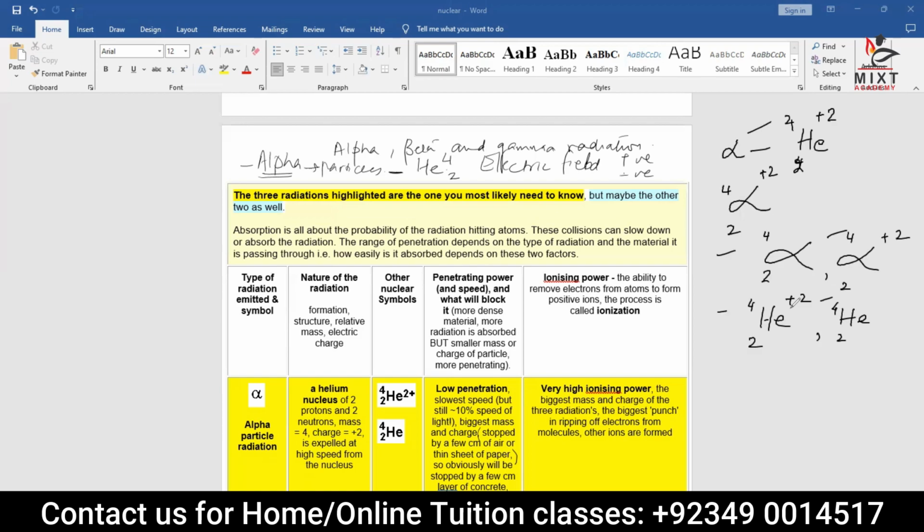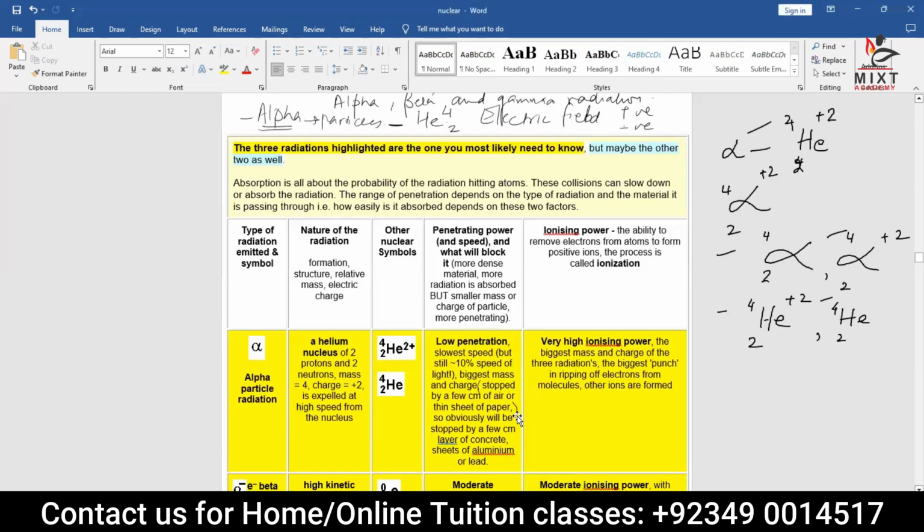So their speed is also less than the speed of light, but just 1/10. So approximately it can be 3 into 10 raised to power 7 meter per second. Next bullet point. This is called penetration power because they are big elements, big particles.